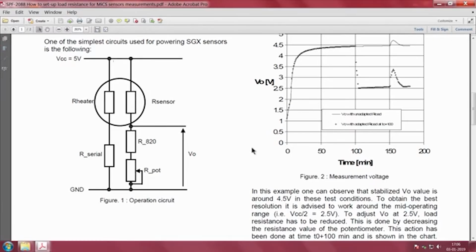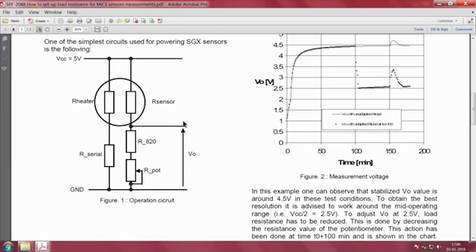You also have to limit the current through this wing. They will give you some reference circuits and they want you to adjust this V0 under no gas condition to exactly VCC by 2. That means you should get something like 2.5 volts here if your VCC is 5 volts, so that any change will swing nicely between 2.5 and the rail on the positive side, and on the negative side it can go down to 0. So keeping it in the middle is a good way to adjust.